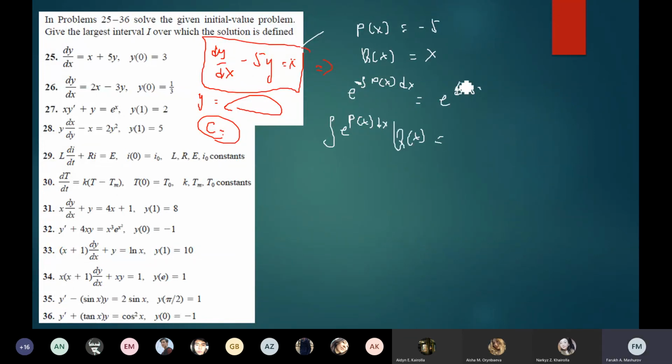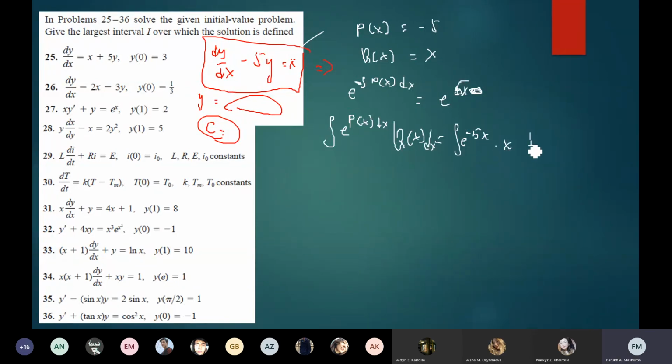So here, let's write this one with e to the power 5x, because the integral of minus 5 is equal to minus 5x, and multiplied by minus 1 will be 5x. What we have here will be just the integral of e to the power minus 5x, since minus 5 is the integral of minus 5x. Q(x) is equal to what? Q(x) is equal to just x.